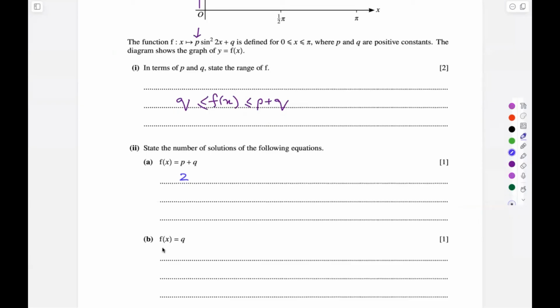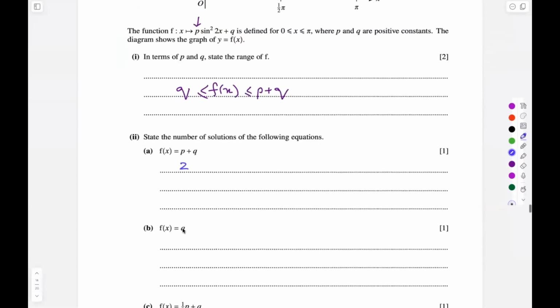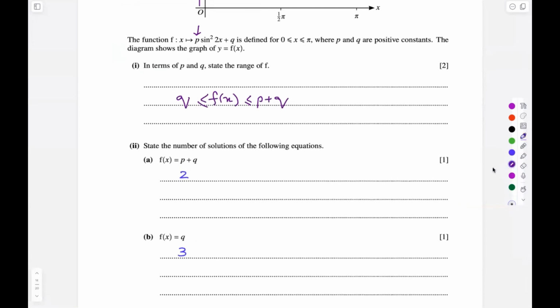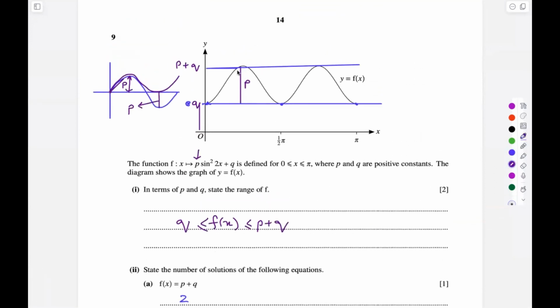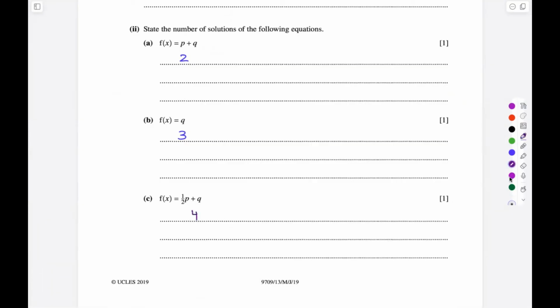We have to find the number of solutions for f of x equals q. So if we make a straight line at f of x equals q, we can see that it will intersect the curve at these 3 points. So the number of solutions in this case will be equal to 3. And then part c, it says half of p plus q. So we know that the amplitude over here is p. So half of p will be somewhere over here. So half of p plus q will be over here. And if you make a straight line from half of p plus q, it will intersect the graph at 1, 2, 3, and 4 points. So there will be 4 solutions for half of p plus q.